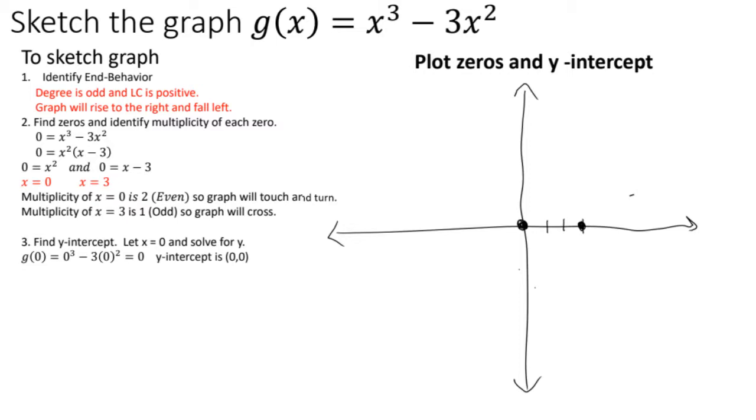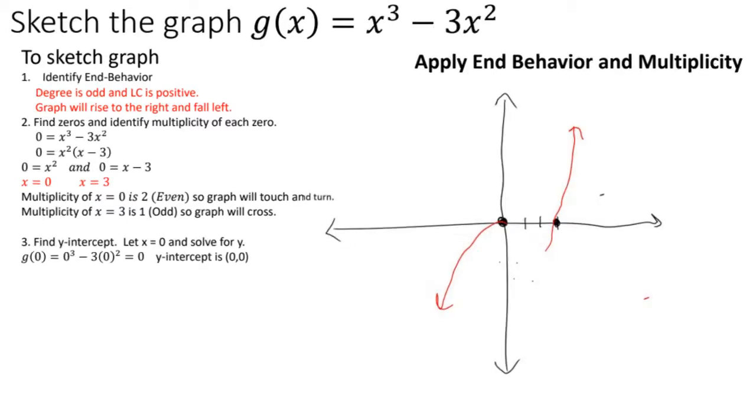So let's start with the points that we have discovered. We have a double 0 at our origin. We have the graph crossing at positive 3. We know that this graph is going to go down on the left and rise on the right. So if we want to get a little bit more detailed, this is what we know so far.